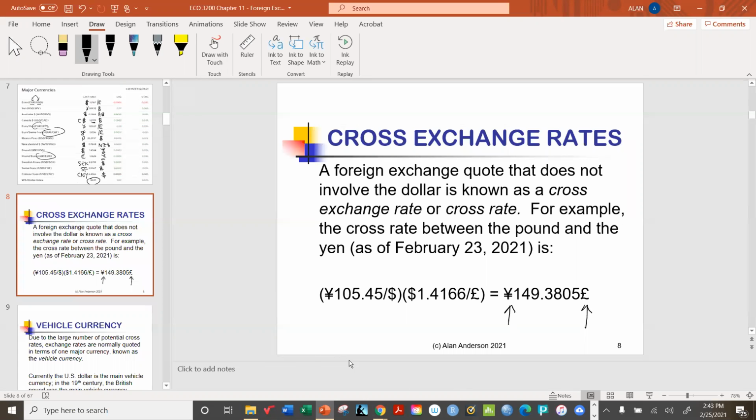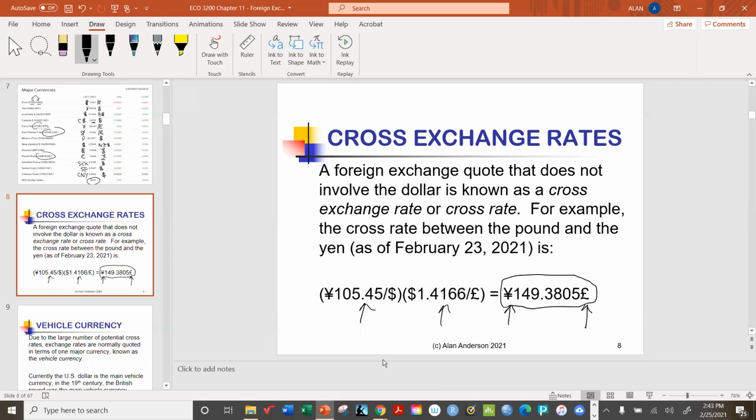which makes sense because it takes more than 100 yen to buy a dollar, and for the dollar, we need to pay more than $1.40 to buy a pound. Therefore, it must cost even more yen to buy a pound. So this is the so-called cross exchange rate. But if you notice, it was derived from two other exchange rates, which do in fact involve the dollar. So directly or indirectly, the dollar is involved in all of these foreign exchange quotes.